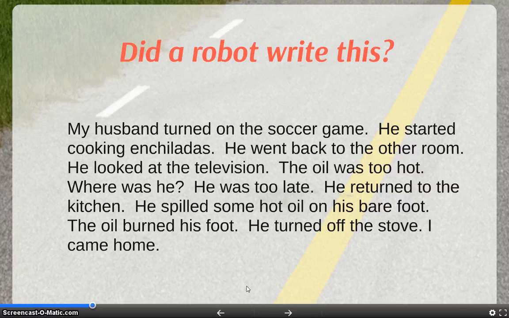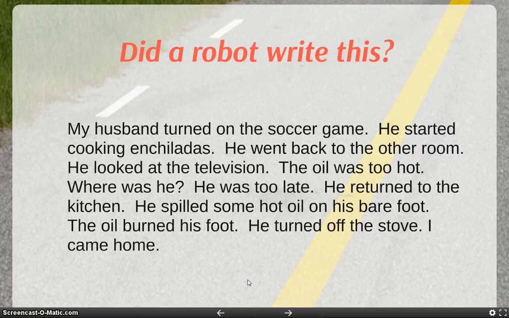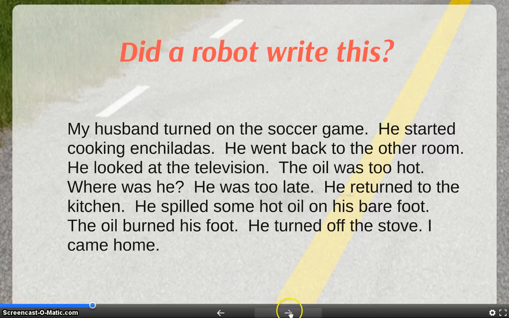Do you see what I mean? It doesn't sound very good, does it? If you look at all the verbs here, you'll notice that they're all simple past. So remember, simple past is for finished actions. Let's try again, another way.